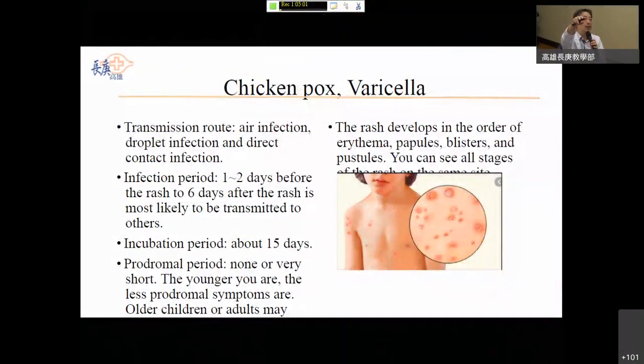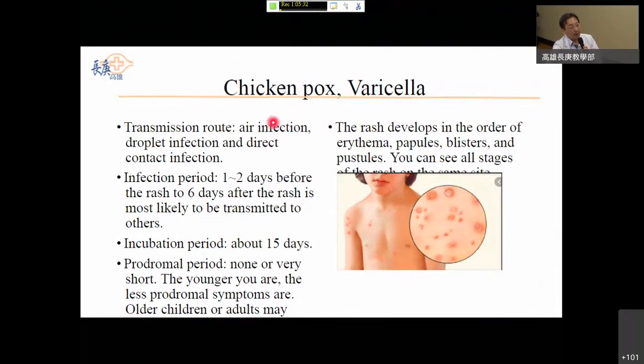So chickenpox has a very high infectious rate, okay? During my childhood, almost if there is a person that has chickenpox in your class, most likely the whole class will have chickenpox, okay? The whole class will have chickenpox. So it's very highly contagious.